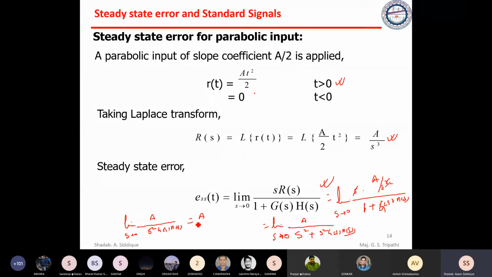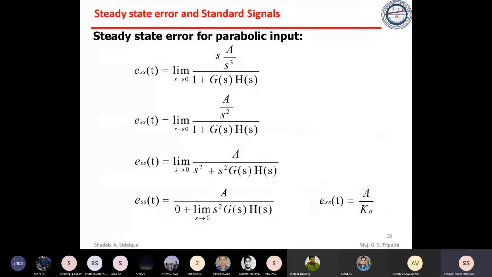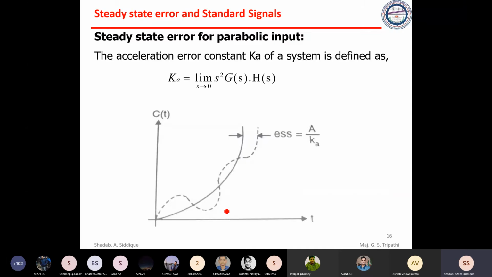and this can be written as A by Ka, where Ka is the acceleration error constant. So ess is equal to A divided by Ka. That's why we substituted all these terms, s cube and s square. S square comes into the denominator, this term will be 0, and this term will give you this K value. Ka is called the acceleration error constant of the system, and Ka is nothing but limit s tending to 0 of s square G(s) into H(s).